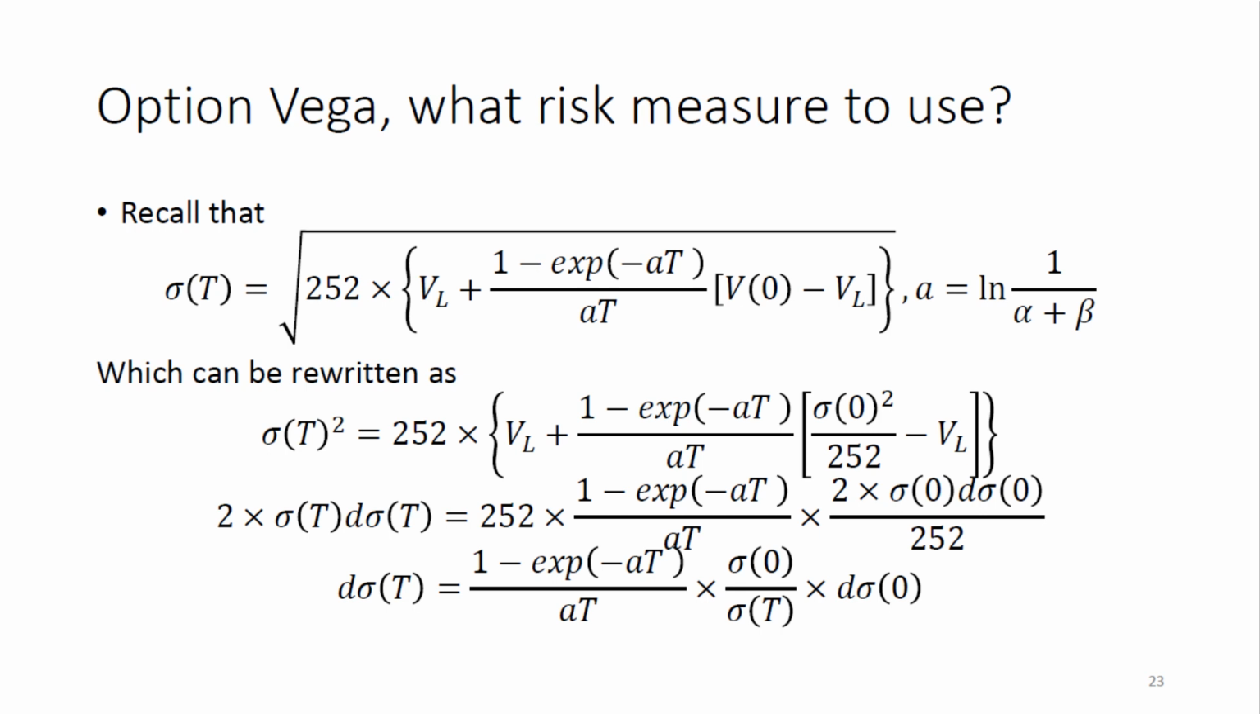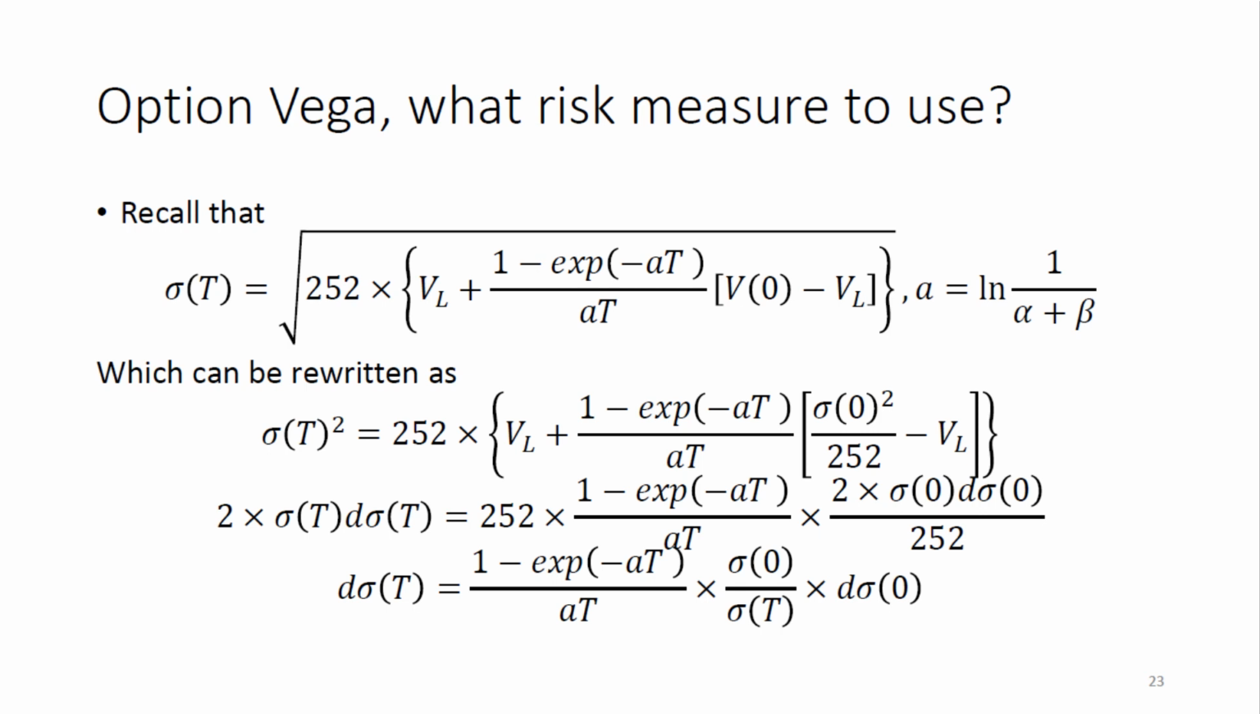And on the right hand side, I'm going to do a change in the sigma 0, which means that the values that will remain are the 252 times the 1 minus the exponent of minus a t over a t, times 2 times sigma 0 d sigma 0, divided by 252. And then if I rearrange, all the constants disappear. And if I rearrange, then what I get is, so I can cancel the 2's on the left and right hand side. I can cancel the 252's in the numerator and the denominator.